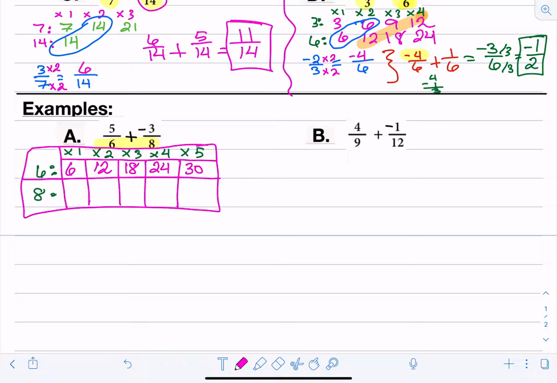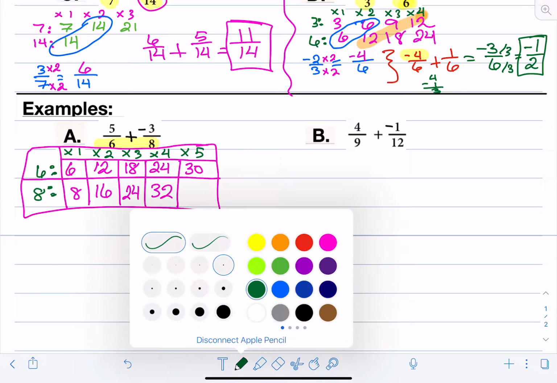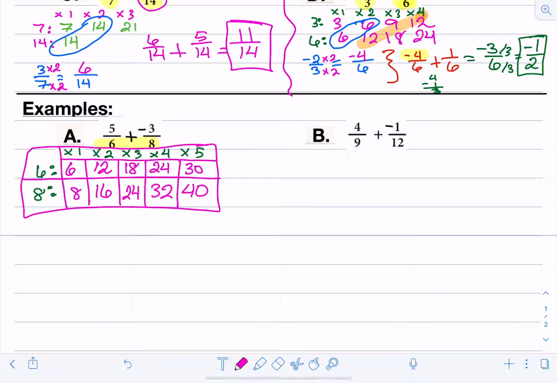Okay, now I'm going to do my 8s. 8 times 1 is 8, 8 times 2 is 16, 8 times 3 is 24, 8 times 4 is 32, and 8 times 5 is 40.